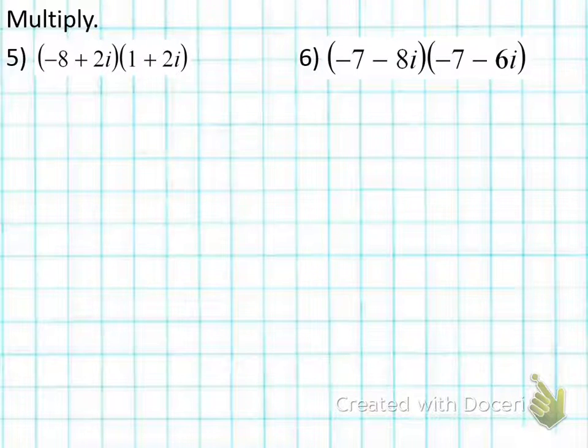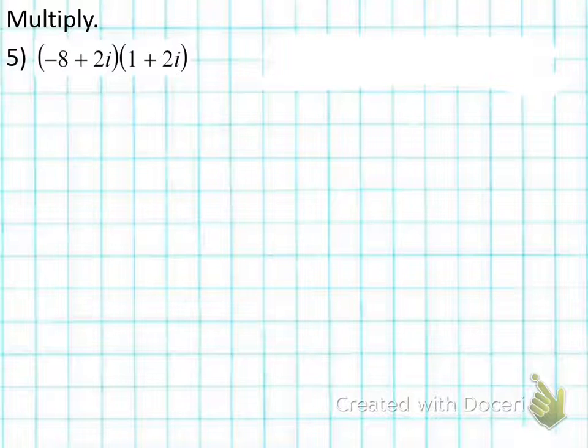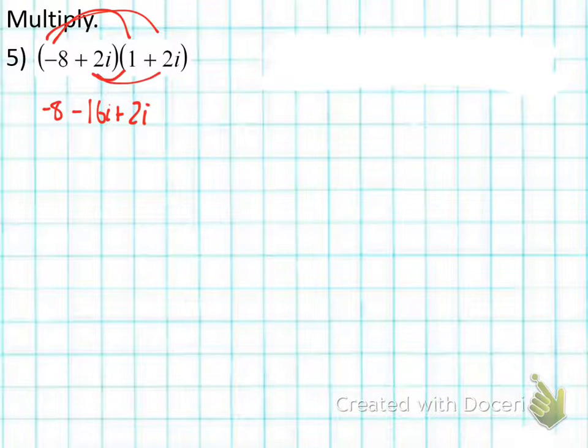It's a little bit more difficult. Let's look at 5 first, and I'll uncover 6. Go. Up here, check your work. First thing, negative 8 times 1 is going to be negative 8. Negative 8 times 2i is negative 16i. 2i times 1 is positive 2i. 2i times 2i is positive 4i squared, okay? Let's do a couple steps on this next part.